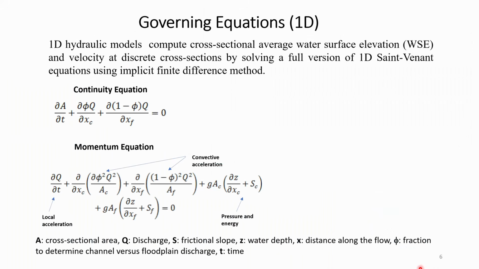Now let's talk briefly about the equations that are used. What you see on this slide are the equations that are used in one-dimensional modeling. So we have the one-dimensional continuity equation, and then we have the momentum equation, and the momentum equation has acceleration terms and pressure and energy terms. This is the slide that I have explained in my 1D video for HEC-RAS.